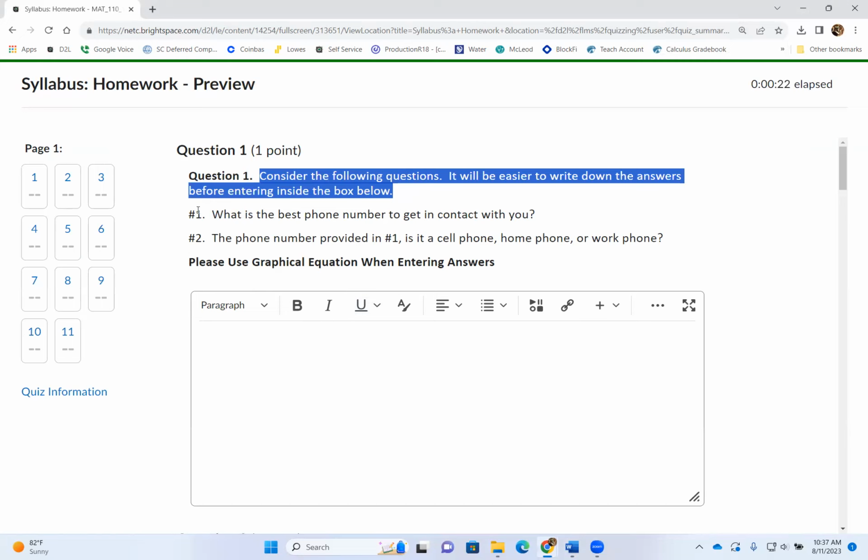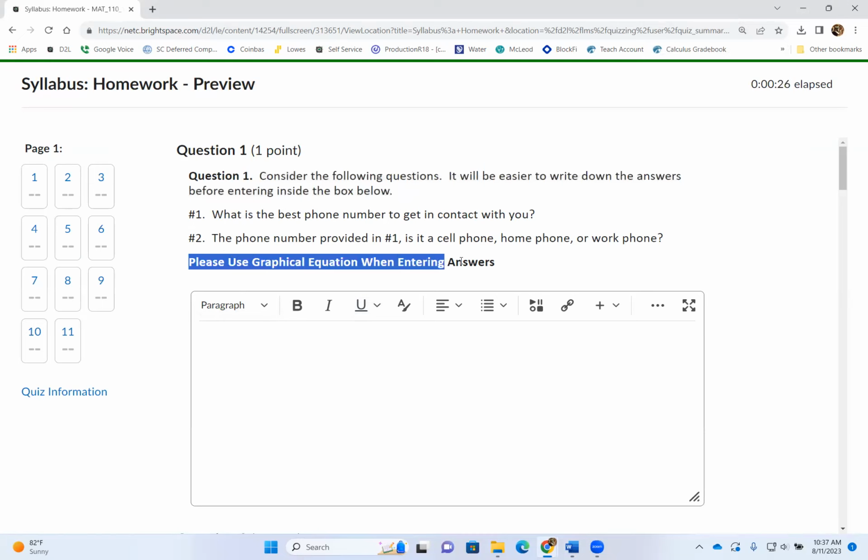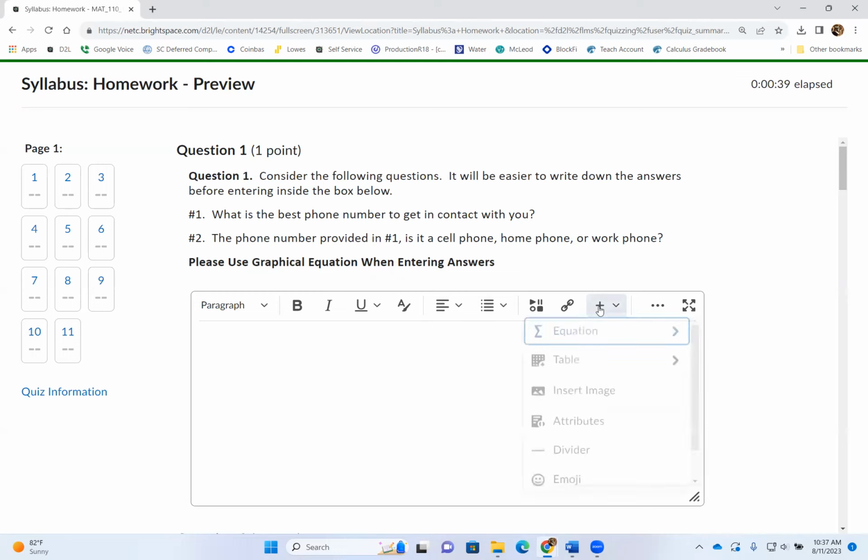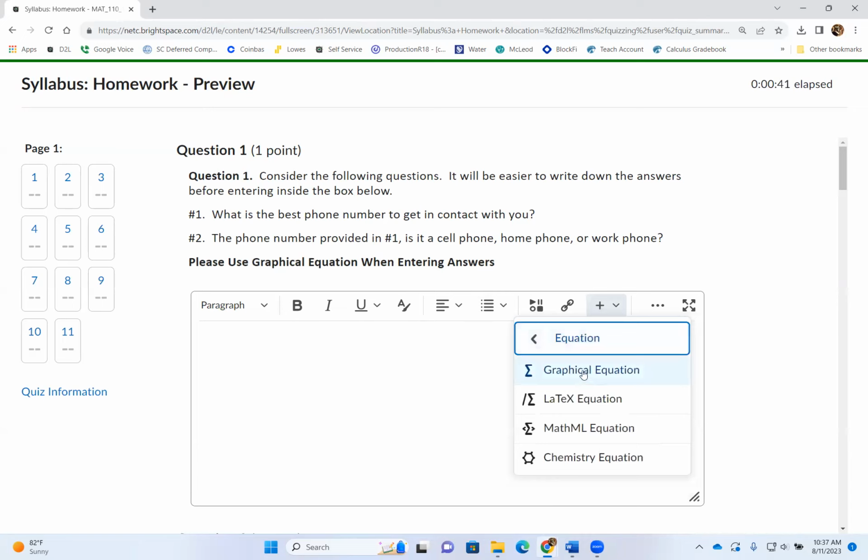So question number one has number one and number two. When you see a homework problem has this instruction, please use graphical equation when entering answers. Please use a graphical equation. Otherwise, I do not count your answer as correct. To get to the graphical equation, click on this plus sign. Click on equation, click on graphical equation.